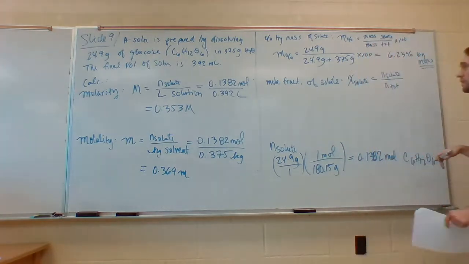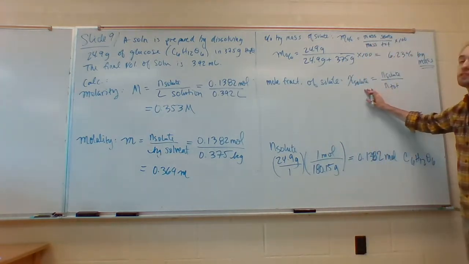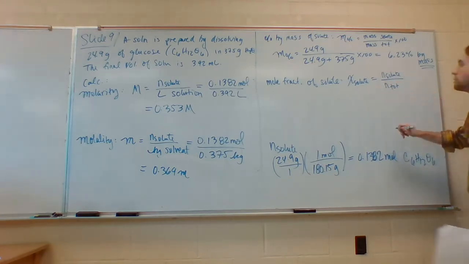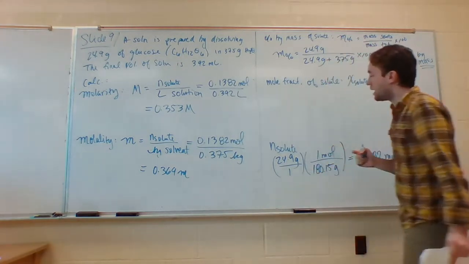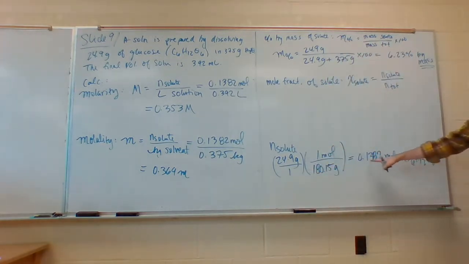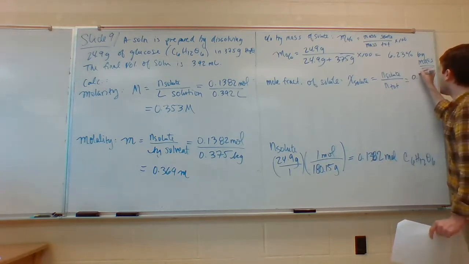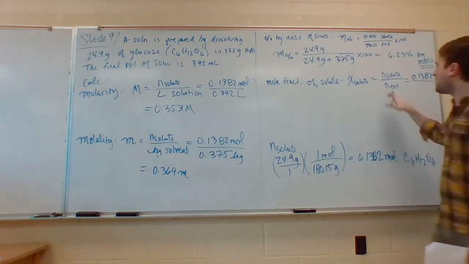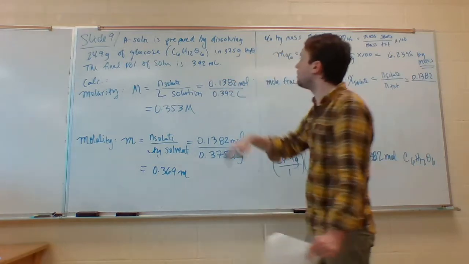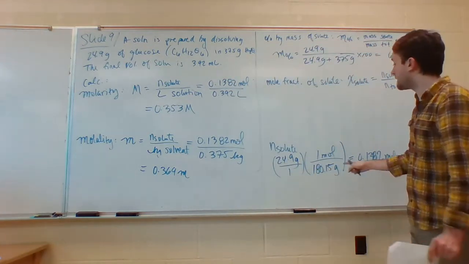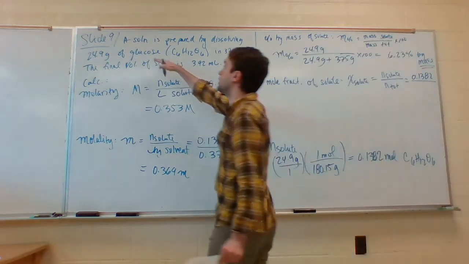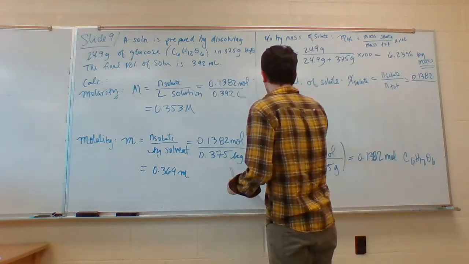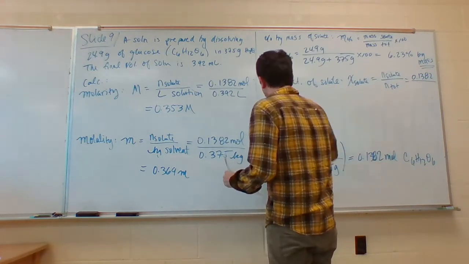Okay, now, next thing I want to calculate is the mole fraction of the solute. Again, we're going to calculate this by taking our moles of solute over our moles total. Now, we calculated our moles of solute to be 0.1382. All right, that was our moles of solute. Now, we have our moles of solute, but we also are going to need our moles of solvent in order to add together to get our moles total, right? Because we have the moles of the glucose, but we need the moles of the water in order to get our total moles. All right, so moles of H2O.